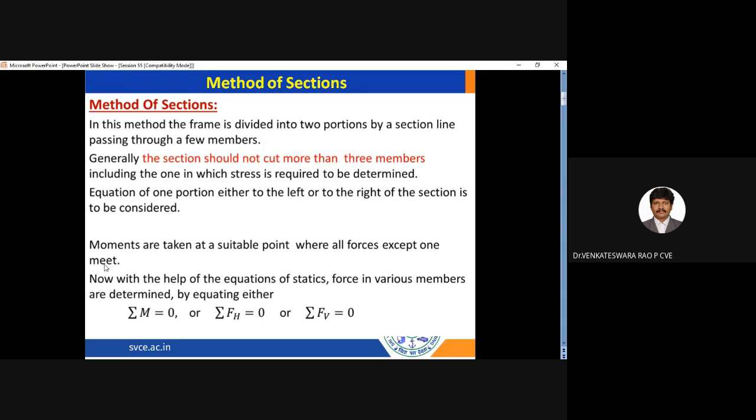If there is one member force which I require to calculate, that member will definitely pass through some joint, so you should not take the moment about that joint.